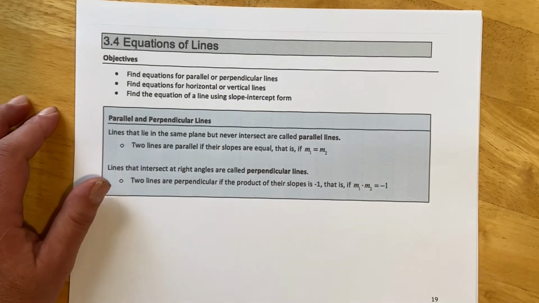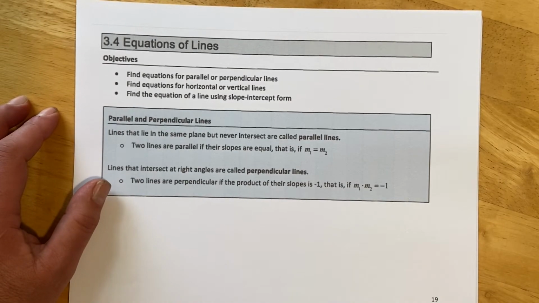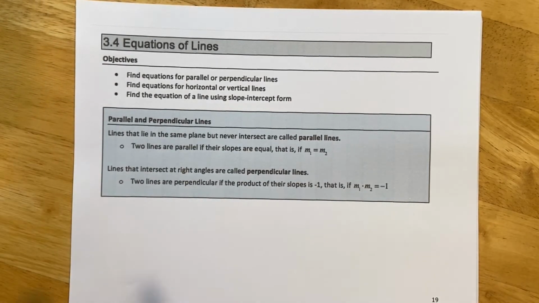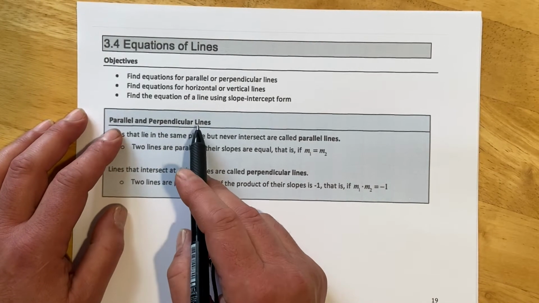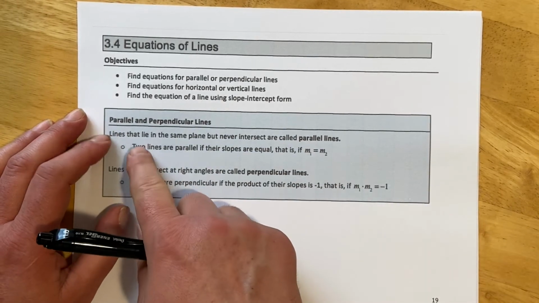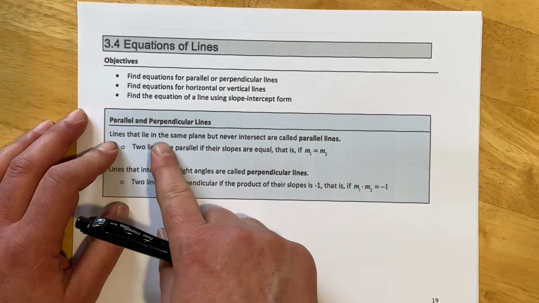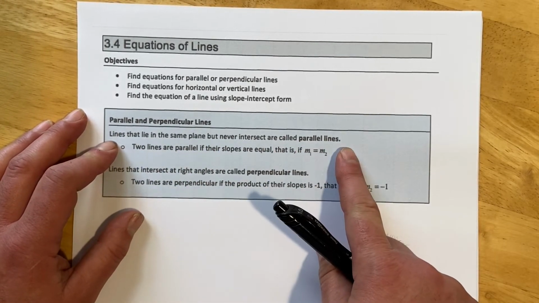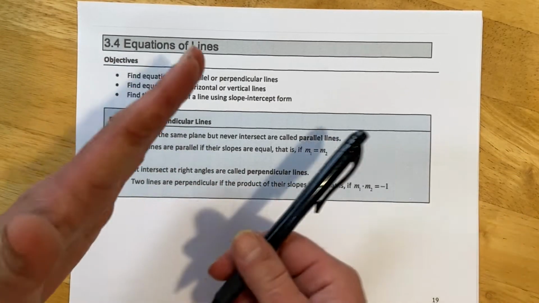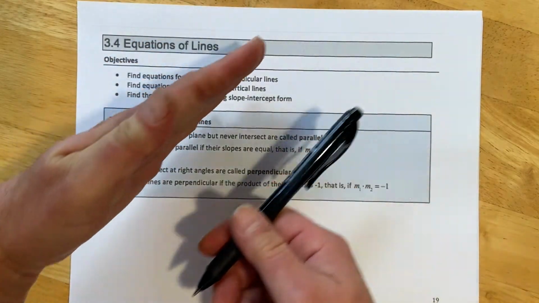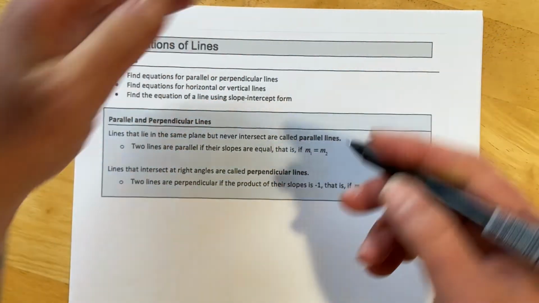And so in the last video and section, we looked at slope-intercept form, but more from a graphing point of view. So this section will be a little bit more algebraic in terms of how we're approaching problems. A couple of things we haven't seen yet, parallel and perpendicular lines. Lines that lie in the same plane but never intersect are called parallel lines. Basically if the slopes are the same, the lines are going to be parallel because they're just going to kind of follow each other off to infinity.